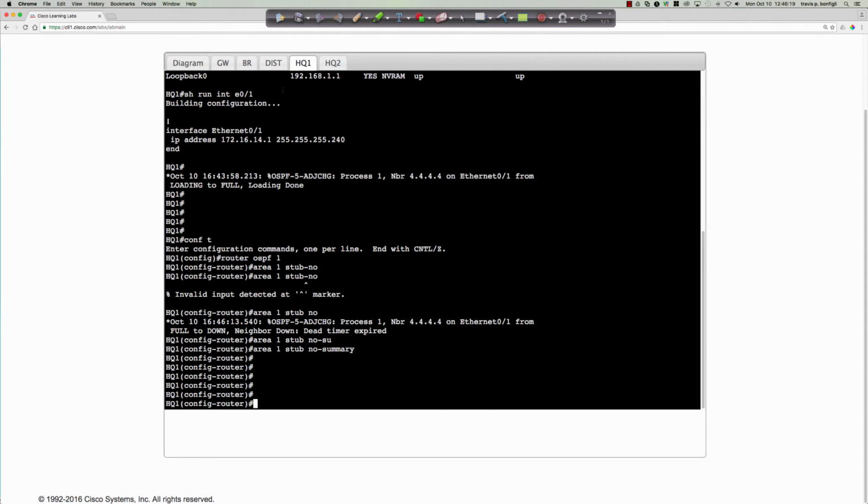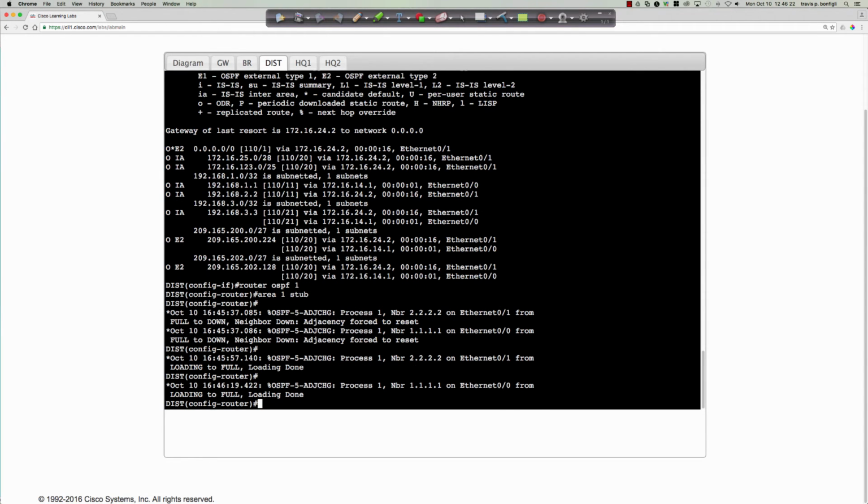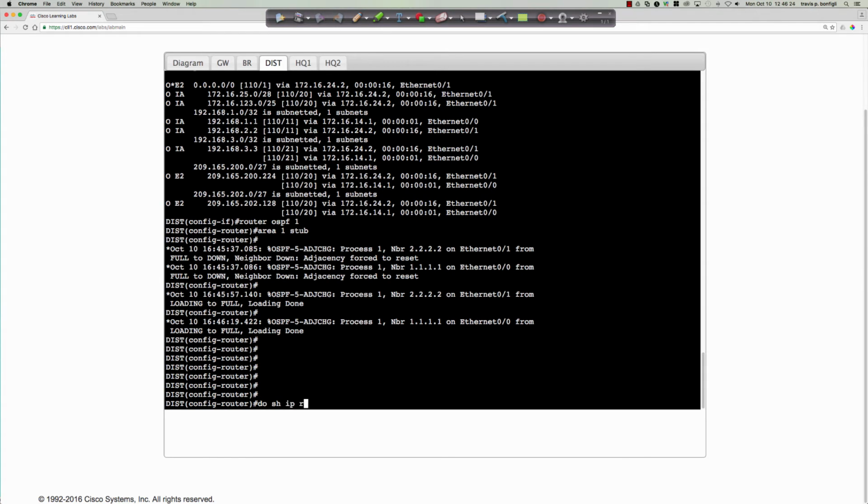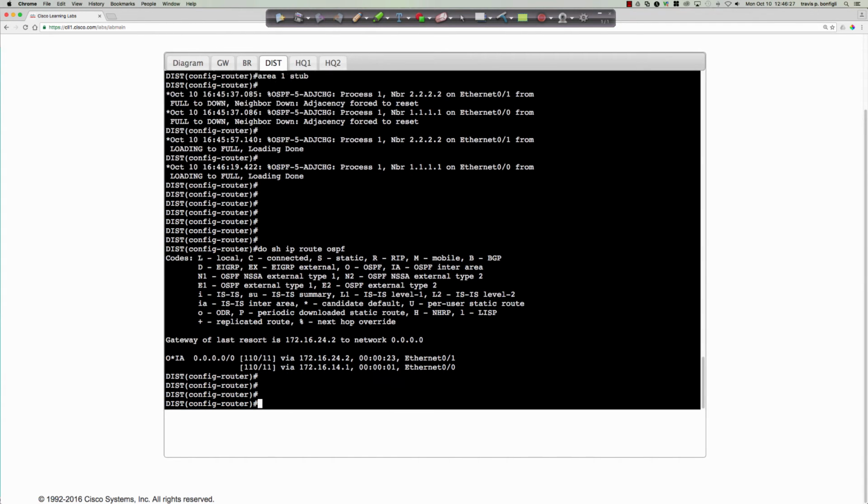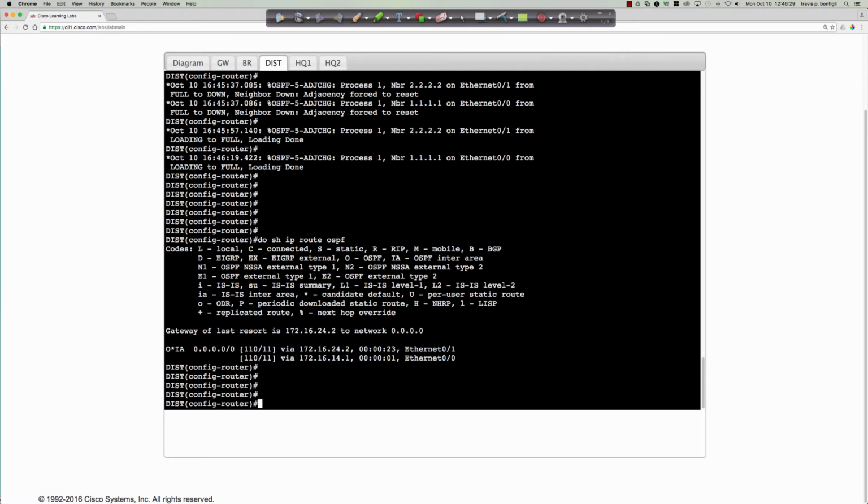All right. So now when I come down to the distribution router and I say do show IP route OSPF, what is it that I'm going to see? I'm only going to see this single type 3 LSA, right, for the inter area, and it's my default route because we are doing a totally stub. I'm not going to see any type 4s. I'm not going to see any other type 3s other than this type 3. I'm not going to see any type 4s or type 5s because the stub, the regular stub areas, stub and totally stub, do not permit external information.